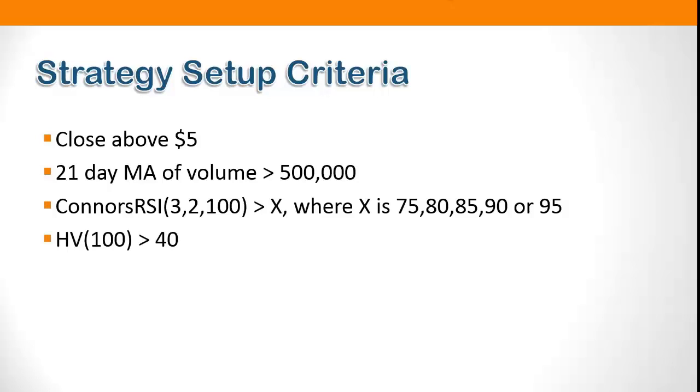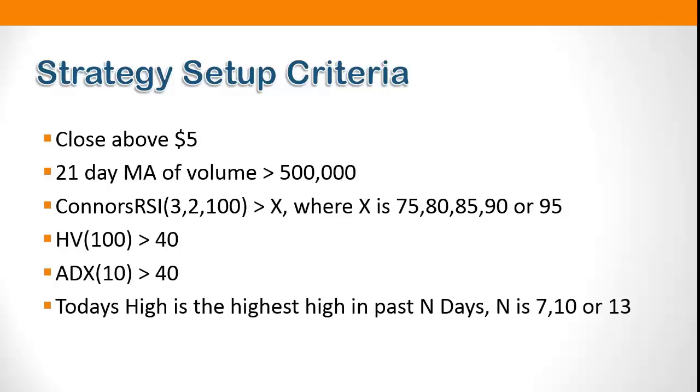Also, the 100-day historical volatility has to be greater than 40, and the 10-day average directional index, or ADX10, has to be greater than 40, and today's high has to be the highest high in the past n days, where n could be 7, 10, or 13. So 3 different possible values for n. That is the setup criteria.